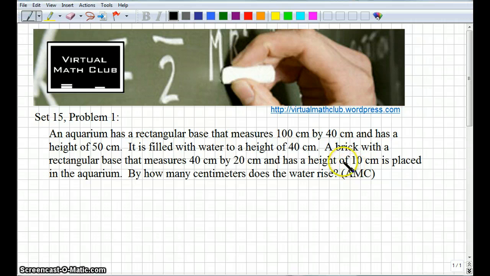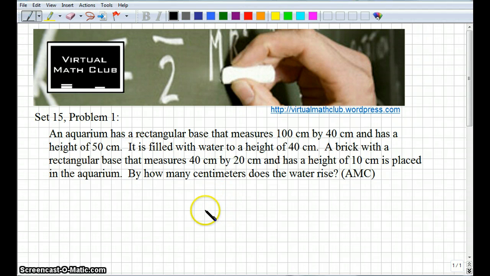And the other hint I would give you is that the base of the tank never changes, right? So that doesn't change. It's only the height of the water that's going to change, and that's what we're asked to find, essentially, the new height of the water. Although they don't ask for the new height of the water, they actually ask how much does it rise. So if we find the new height of the water, then we can subtract from that the old height of the water, which was 40 centimeters here.